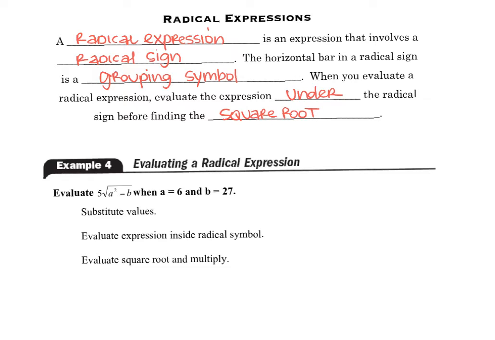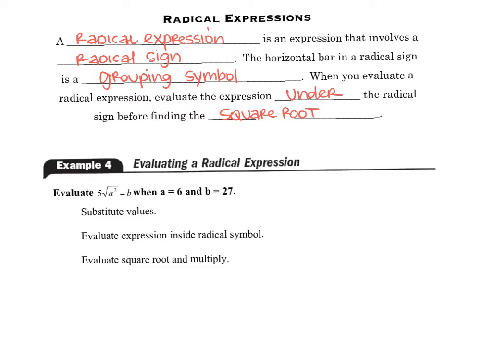But just like when we did absolute value expressions, and you had to solve what was inside the absolute value bars and then take the absolute value and then do anything outside, it's the same here. You need to evaluate what is under the radical sign, or under the square root sign, then take the square root and then do anything on the outside. So here's our first example.